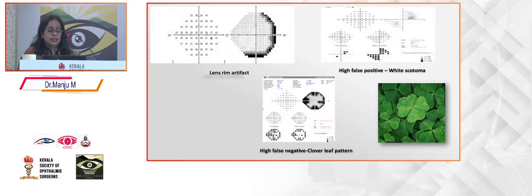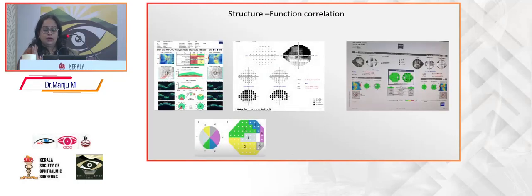And see for any artifacts. One is a rim artifact, usually due to the correction that is given during the field testing. And there is a chance of high positivity. If the patient is a trigger happy patient, you can have high false positive reports with white scotomas, and a lethargic patient may give a high false negative or a clover leaf pattern kind of fields. So see for any artifacts.